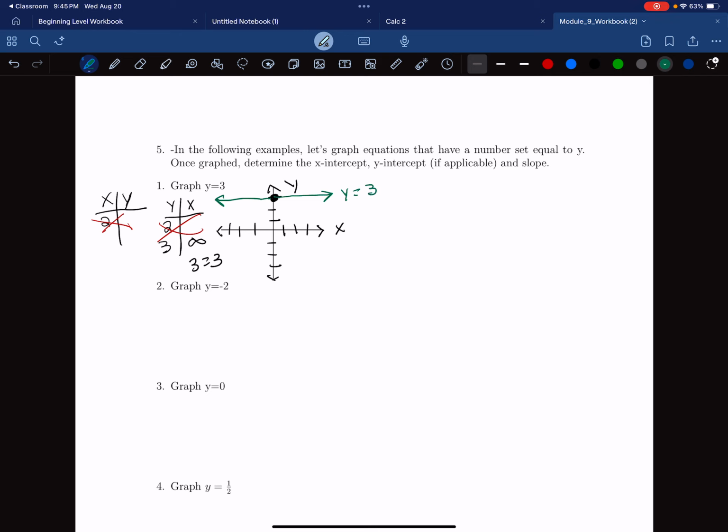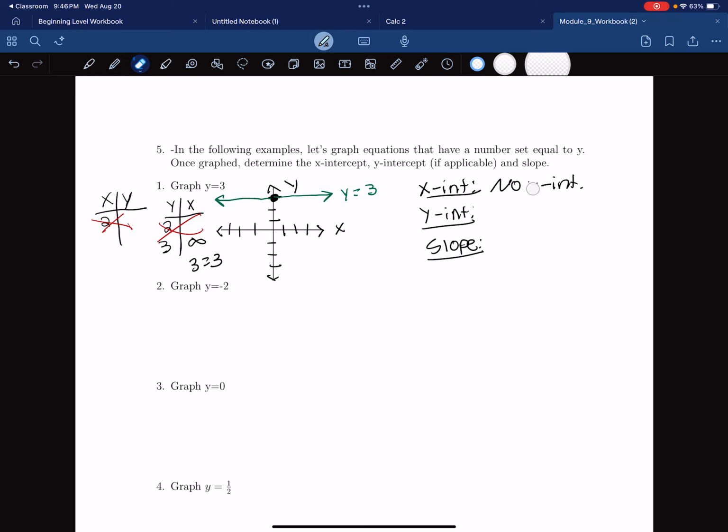So from that information, let's find our x-intercept, if we have any, our y-intercepts, if we have any, and our slope. Well, our x-intercept, do we have any? Is there a point where this line will ever cross the x-axis? The answer is no. So this line, or equation, does not have any x-intercepts. But this equation does have a y-intercept at the point 0, 3, which is right here.